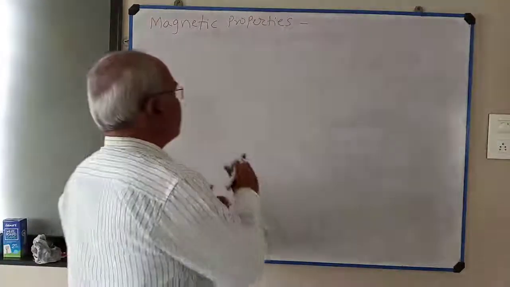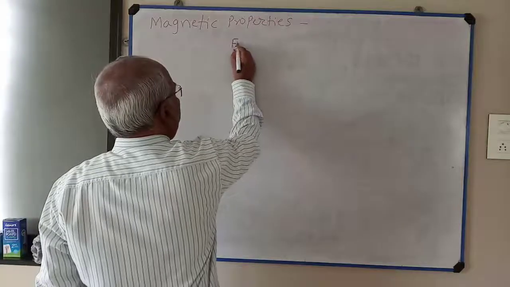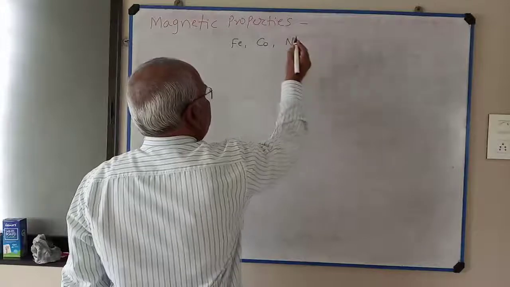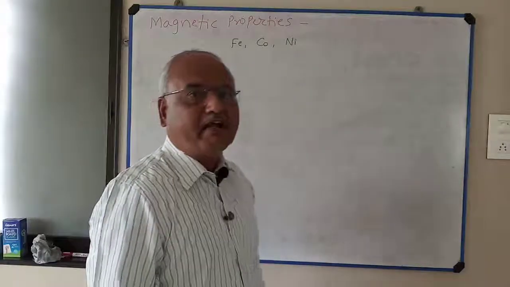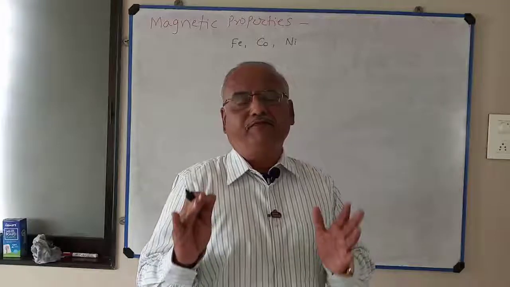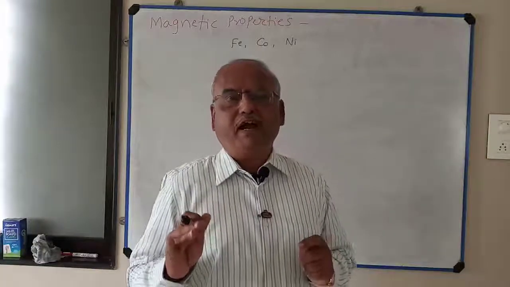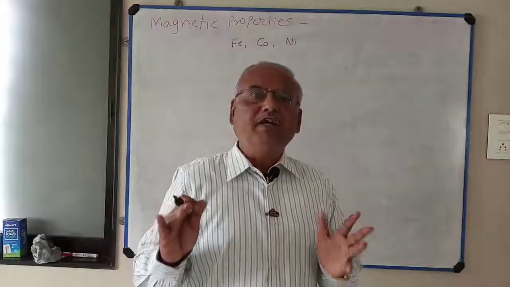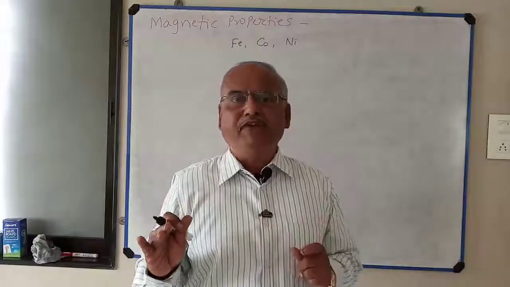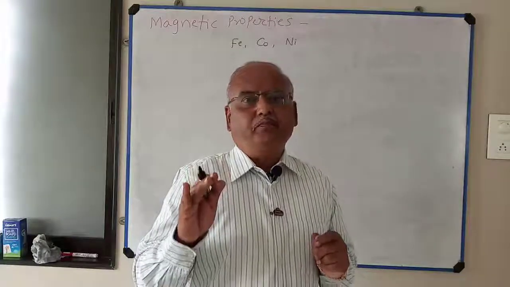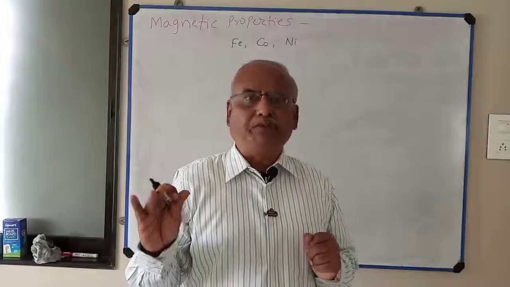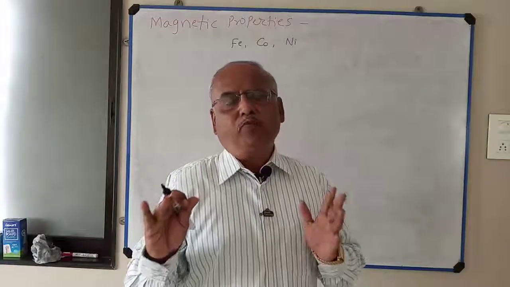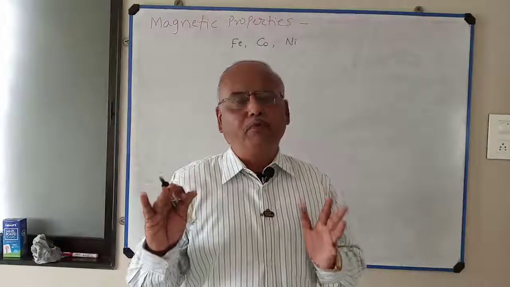Metals like iron, cobalt, nickel are strongly attracted in magnetic field. They acquire permanent magnetic moment. Therefore, they are called as ferromagnetic.